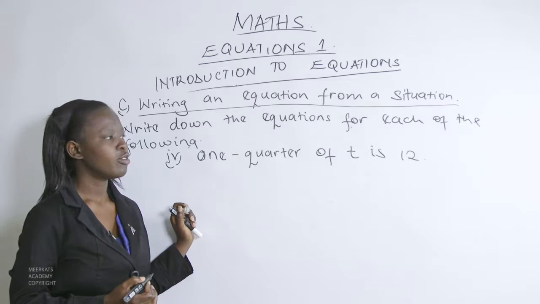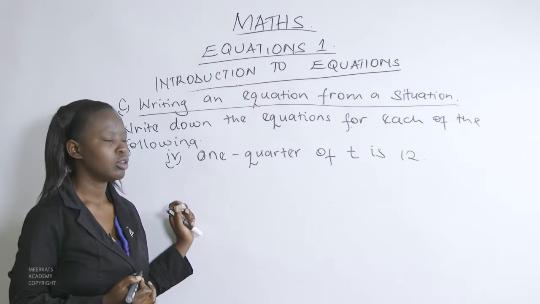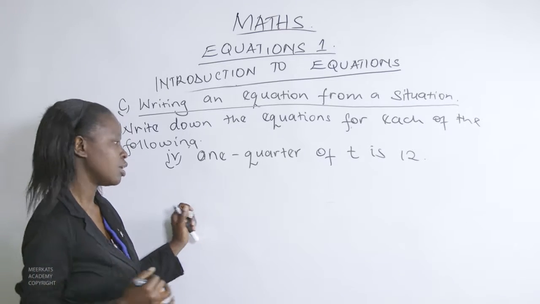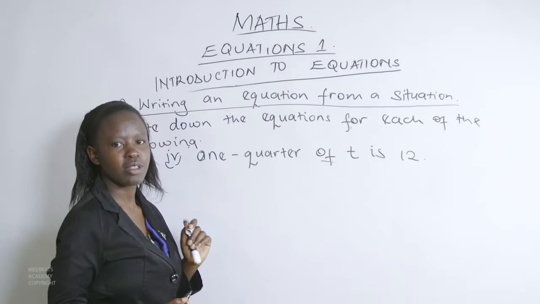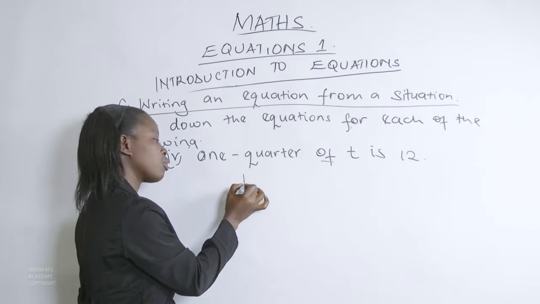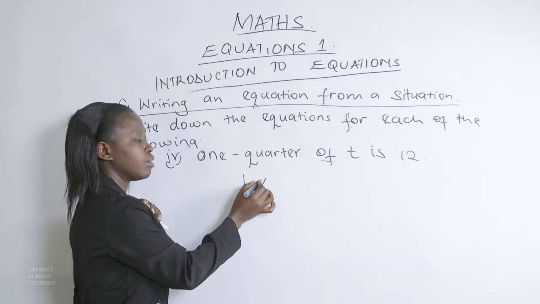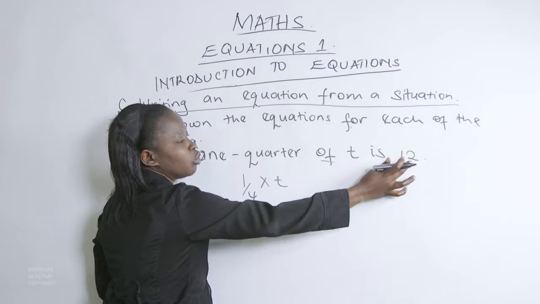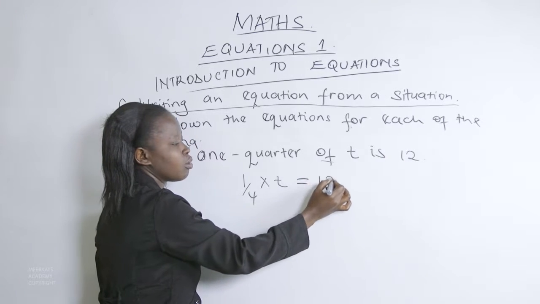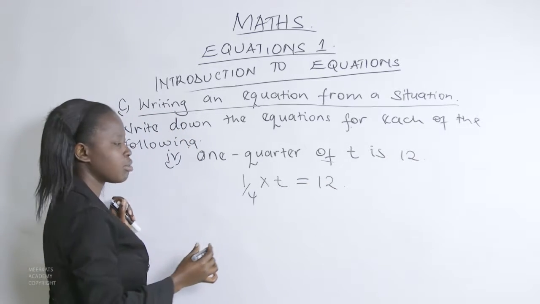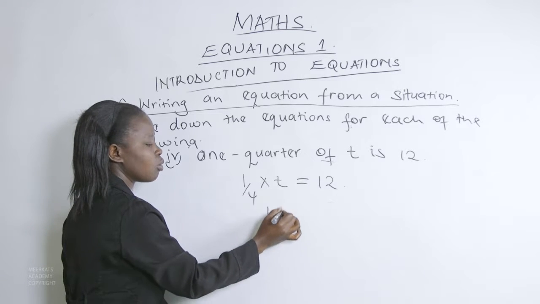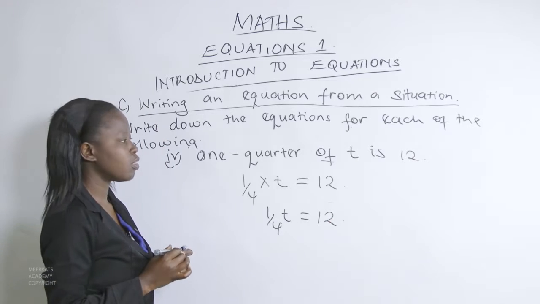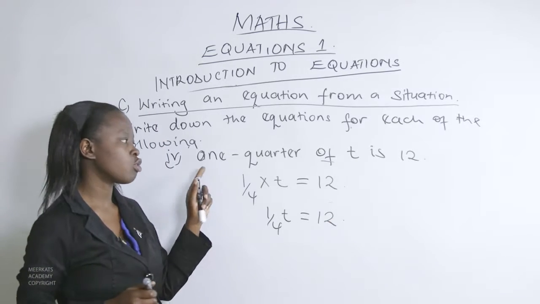One quarter of T is 12. So we need to find what is 1/4 of T. Of means that we are going to multiply. So we have a quarter times T. The value is equal to 12. So what is a quarter times T? We get a quarter T will be equal to 12. So that is the equation that is representing this situation.